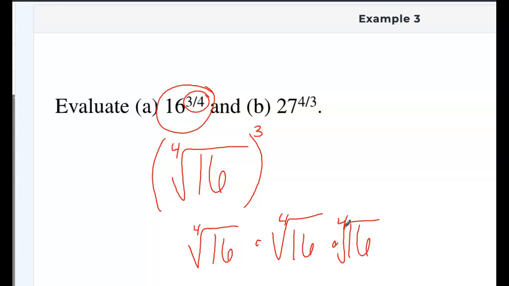Now this is also the same as if I wrote it in exponential form: 16 to the 1/4, 16 to the 1/4, 16 to the 1/4. So when we have multiplication, what is the rule for my exponents? I add. So if I have 1/4 plus 1/4 plus 1/4, what do you get? That's why it has to be the quantity raised to the 3rd power. So that is how it needs to be written. I made that mistake yesterday.